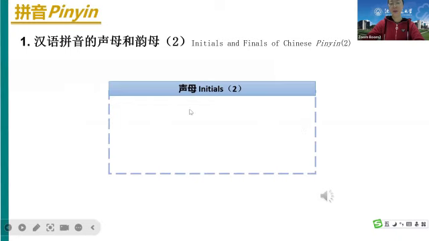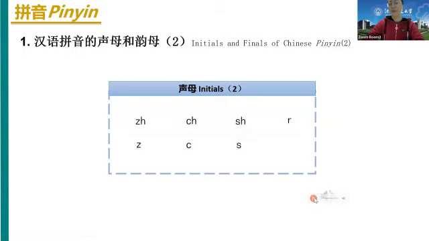Okay, now let's review the initials we have learned in lesson 2. Please listen to the recording together carefully, and you can read 声母二 after the recording.